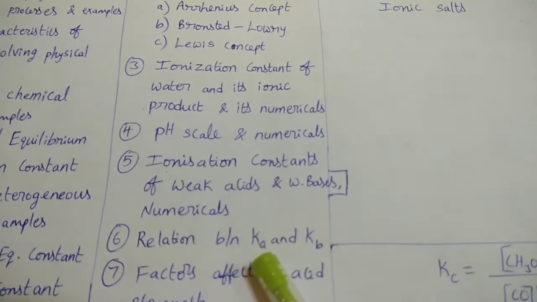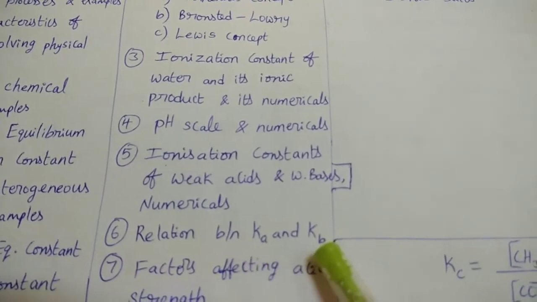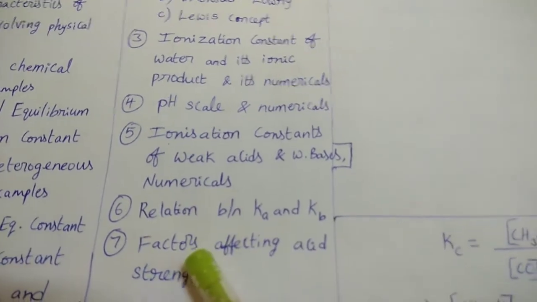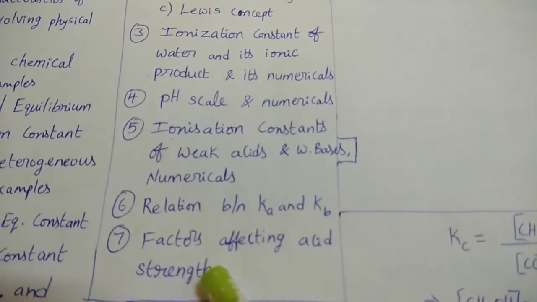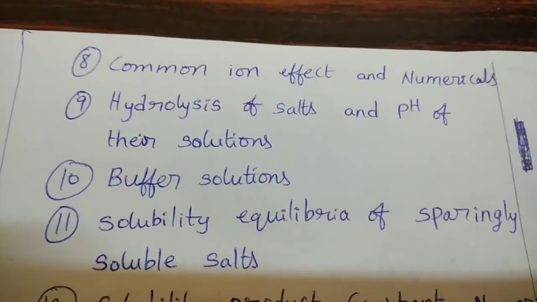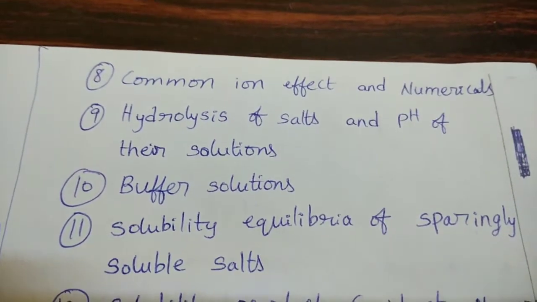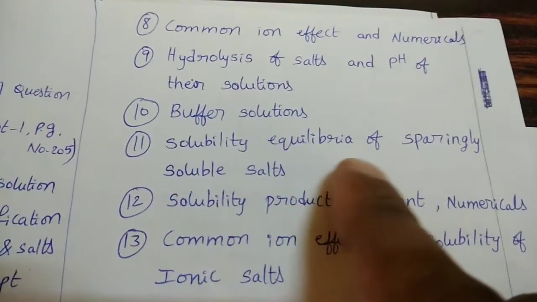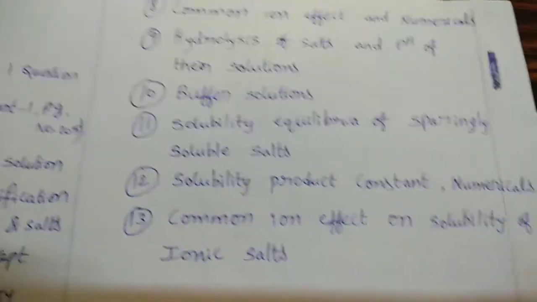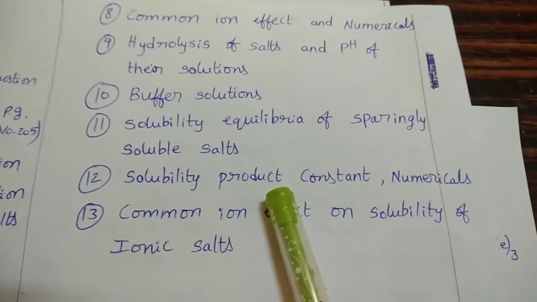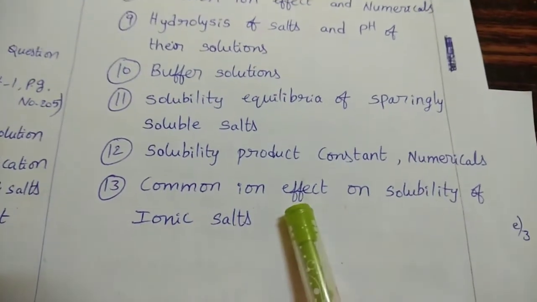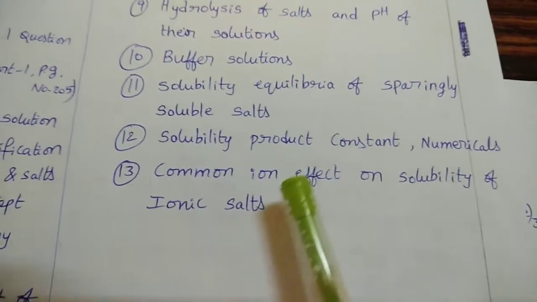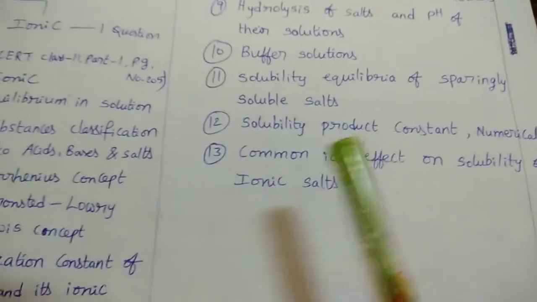Ka means dissociation constant of weak acid, Kb dissociation constant for weak base. Factors affecting acid strength. And next one, common ion effect and numericals, hydrolysis of salts and pH of their solutions. Next, buffer solutions, solubility equilibria of sparingly soluble salts, solubility product constant and numericals, common ion effect on solubility of ionic salts. Okay, so these are the topics in ionic equilibrium.